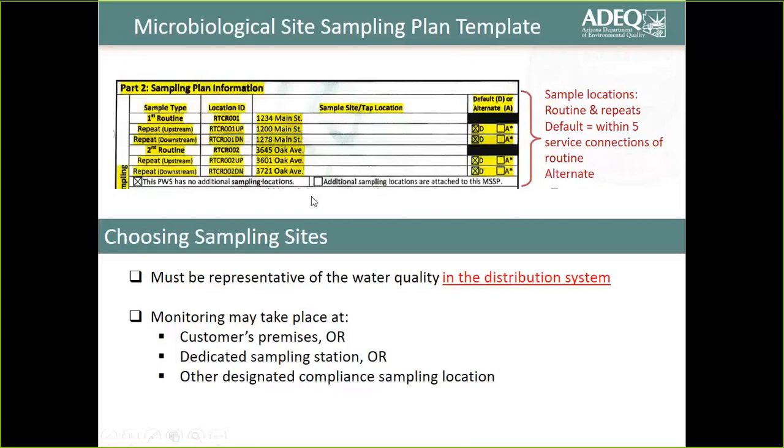The second part is information on your sampling sites. So your sample sites have to be representative of the water quality in the distribution system. So all your sampling sites have to be in the distribution system.